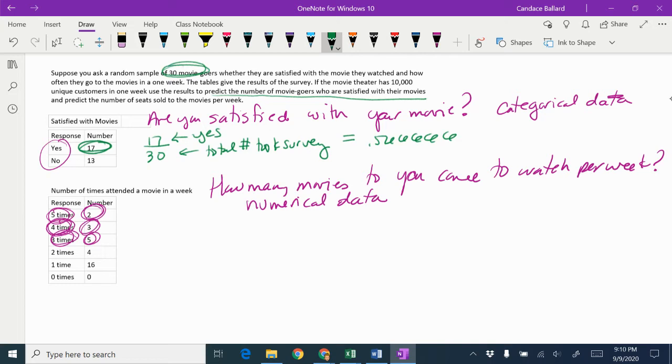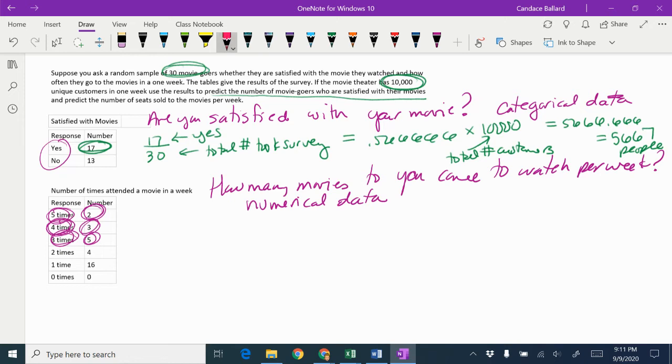In order to predict the number of moviegoers who are satisfied, I have to multiply that by the total. So I'm going to take this probability here and multiply by the total 10,000. This is the total number of customers. When I do that, I get 5,666.6666. Probably don't want part of a person, so we would probably round that to 5,667 people or moviegoers are satisfied with their movie in a week.